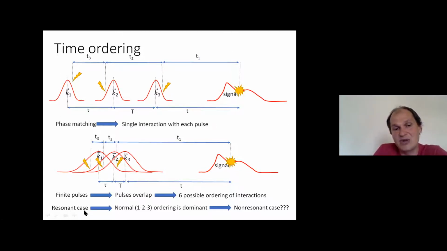Well, in the resonant case, it's easy. We normally calculate only the normal ordering: the first interaction with the first pulse, the second with the second, the third with the third. This is the dominant contribution, and everything else is weaker, or we can call it an artifact. We don't have to care about it.